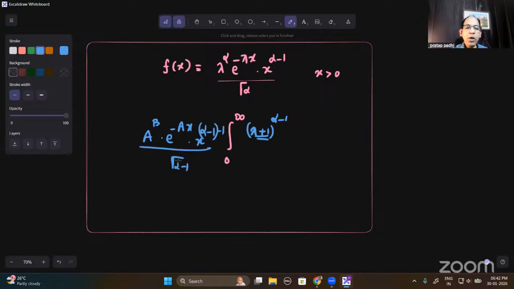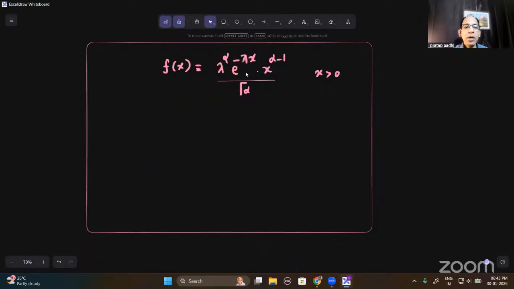This will also be equal to 1 if you integrate this one. Alpha minus 1 I have taken anyway, this a and b. So you can replace it by b and b. If you find the integration of this, that will also be 1. Okay. So why am I saying all this?